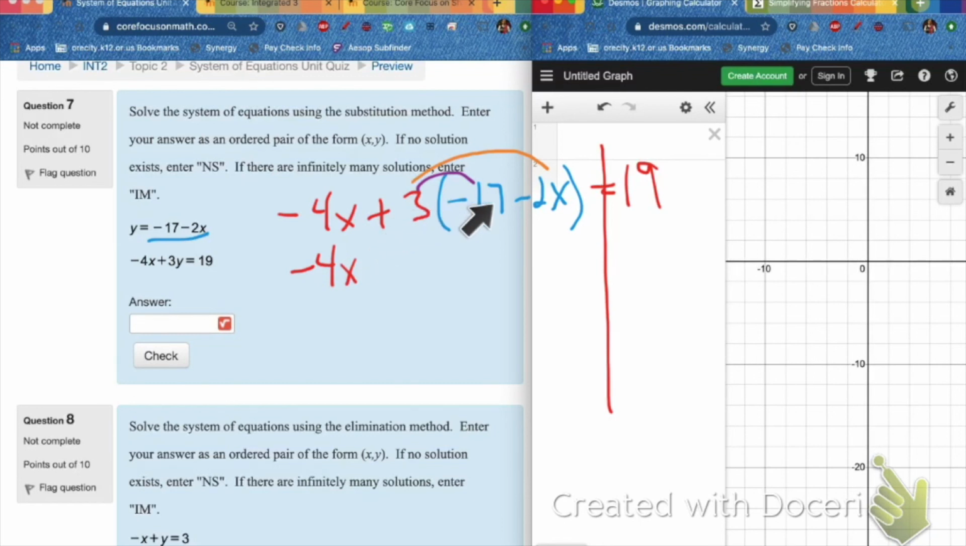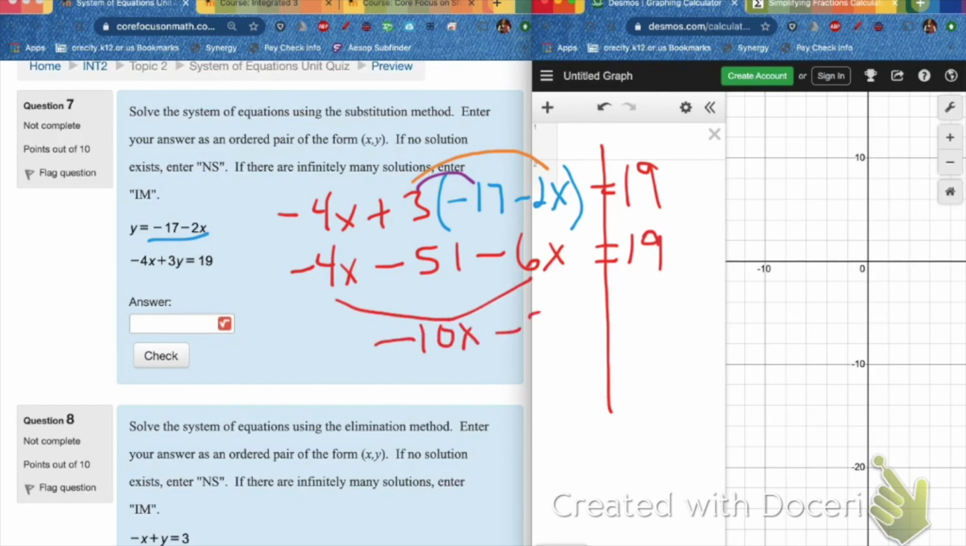3 times negative 17. You could use your graphing calculator if you need to for that. That is negative 51. And then a positive 3 times a negative 2x is a negative 6x. That still equals 19. Then we combine like terms. Negative 4x and negative 6x make negative 10x. We've still got my negative 51 chilling here. Add 51 to both sides. Little sad me, action. So much sad me in this unit.